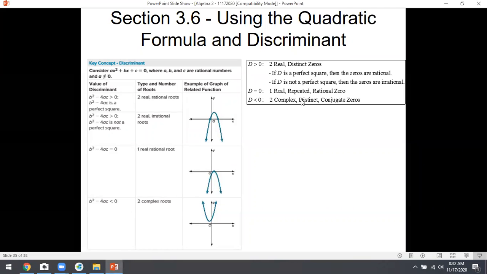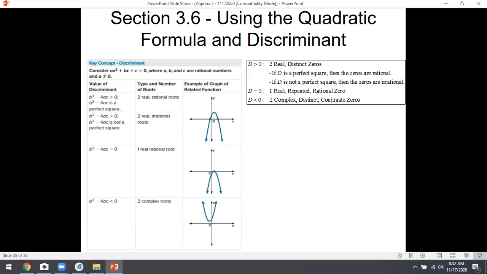When your discriminant is less than 0, negative, remember this is the stuff under the square root. So if you got out something negative under your root, what would happen? It'd be imaginary, wouldn't it? There'd be some kind of real part and some kind of imaginary part. It'd be complex. So when that happens, you're going to get 2 complex, distinct conjugate zeros. They're always going to be conjugates of each other, which is cute.